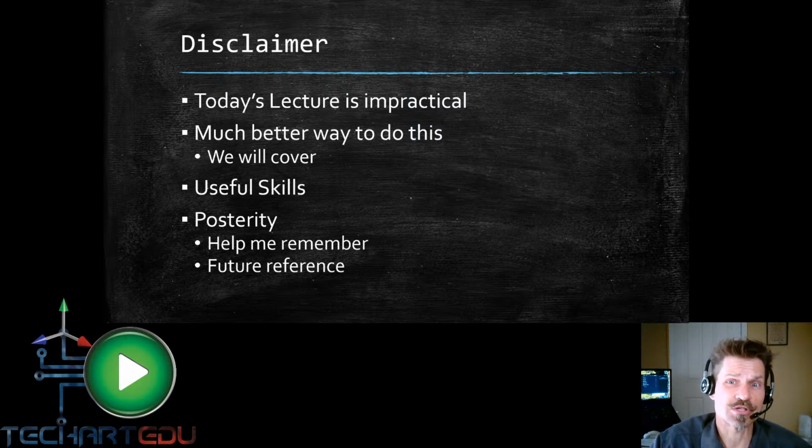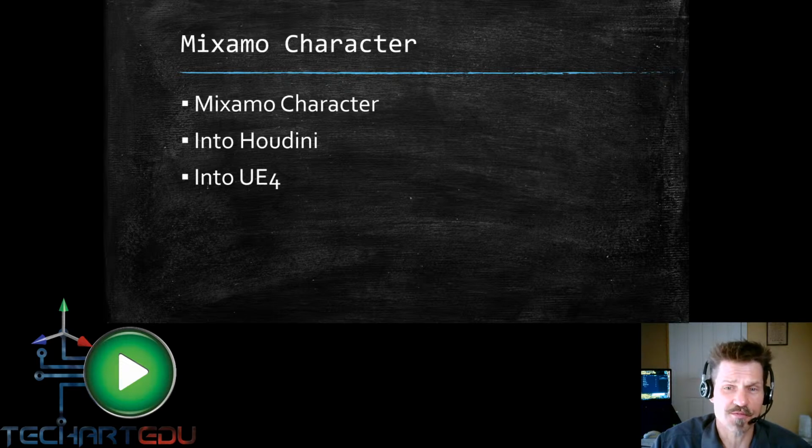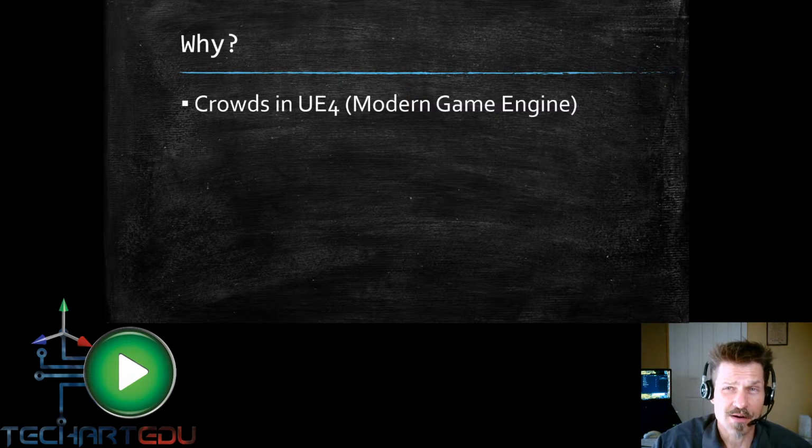So what we're going to be doing this week and next week is dealing with Mixamo characters. We're going to go to Mixamo, take that character, pop it into Houdini, and then from Houdini, drive it into UE4, and we're going to use VAT to do this. We're going to use two different methods. And why? Because getting crowds into UE4 is a really cool thing. Now, crowds going into UE5 might be a cool thing too, but I'm driven to try to figure out crowds in UE4.